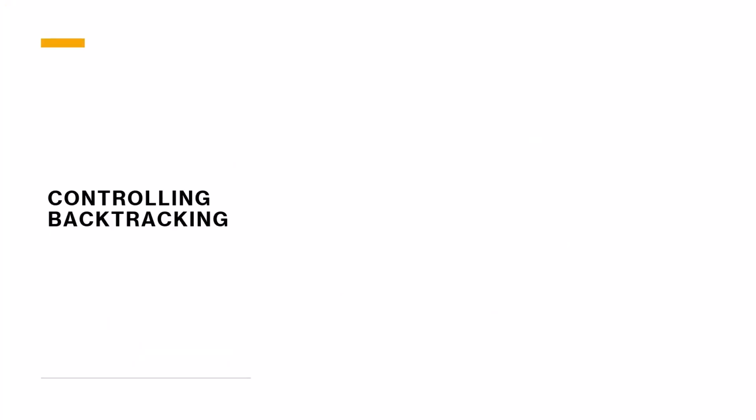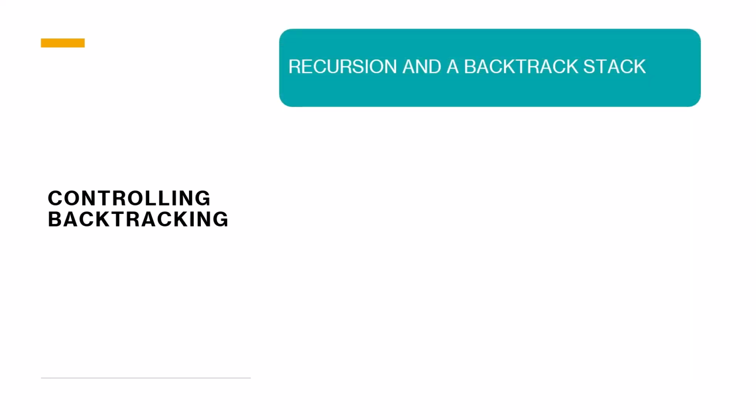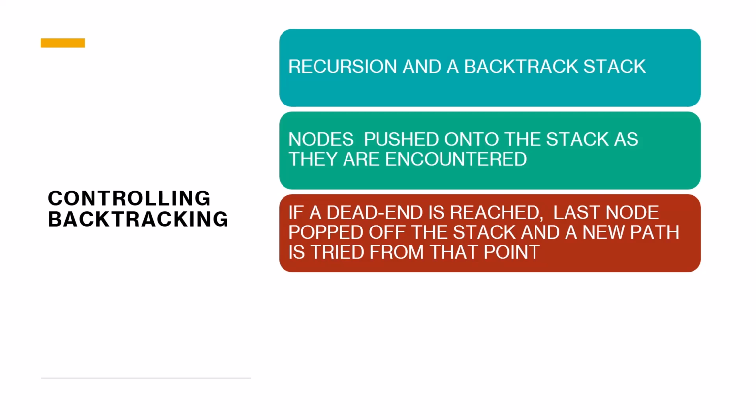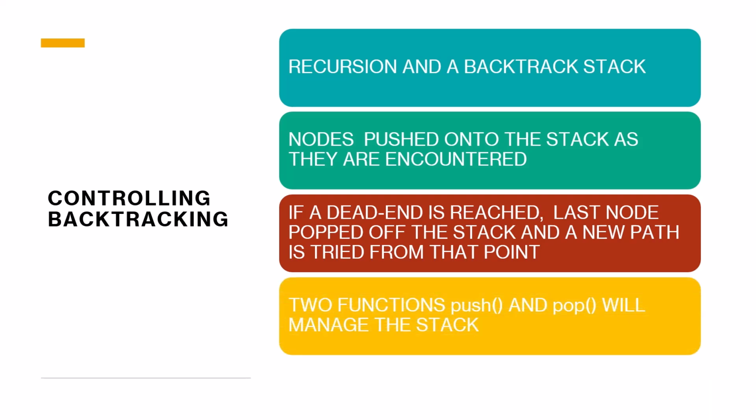Now how do we control backtracking? What we're going to do is use recursion and what is known as a backtrack stack, which is nothing but a stack. What will be the process? Well, as a node is encountered, it will be pushed onto the stack. And if we reach a terminal node, then we back up one node, pop that node off the stack, and then proceed to find another route or another path to the destination. The stack itself will be managed by two functions, push and pop. Push to place a node onto the stack and pop to remove a node from the stack.